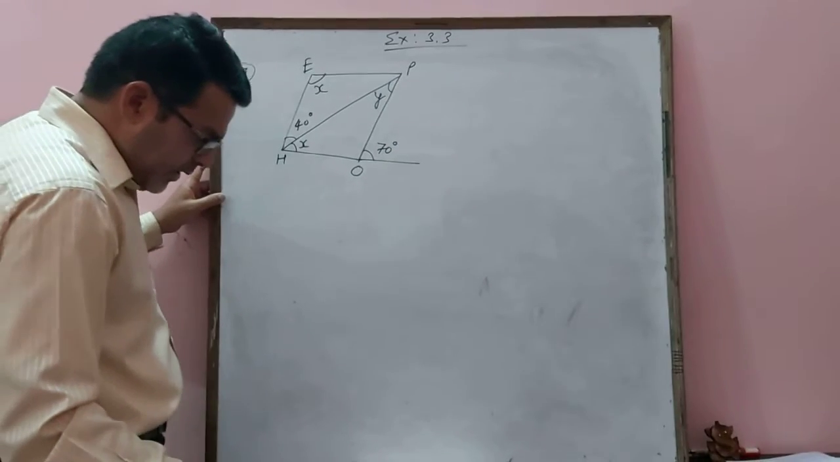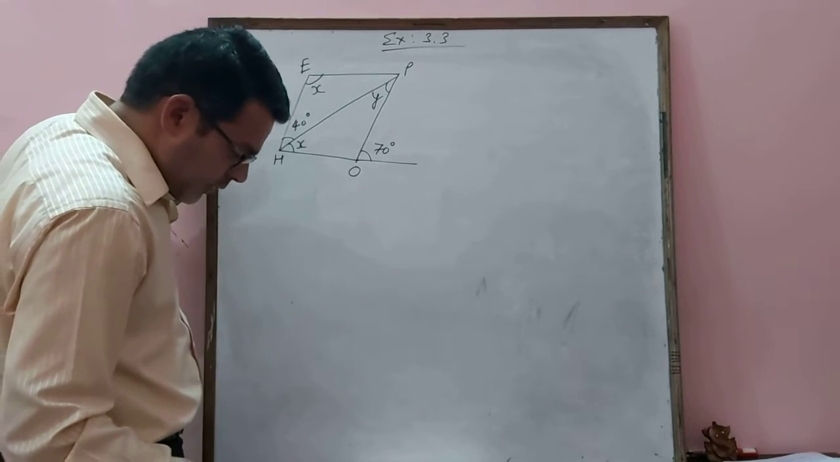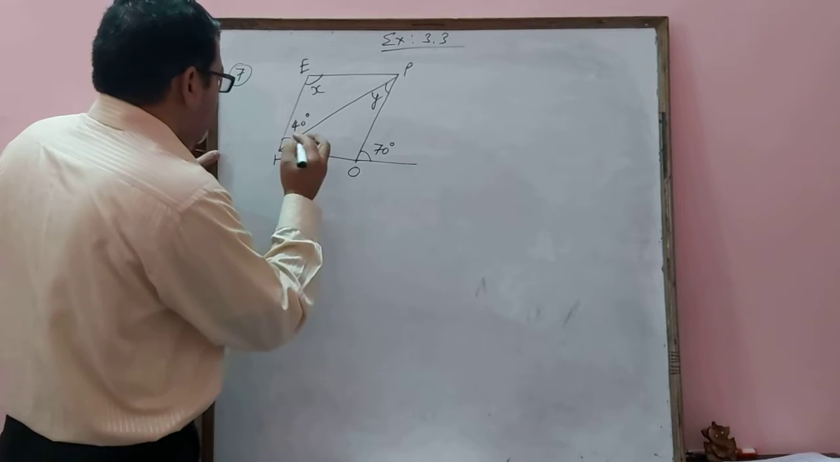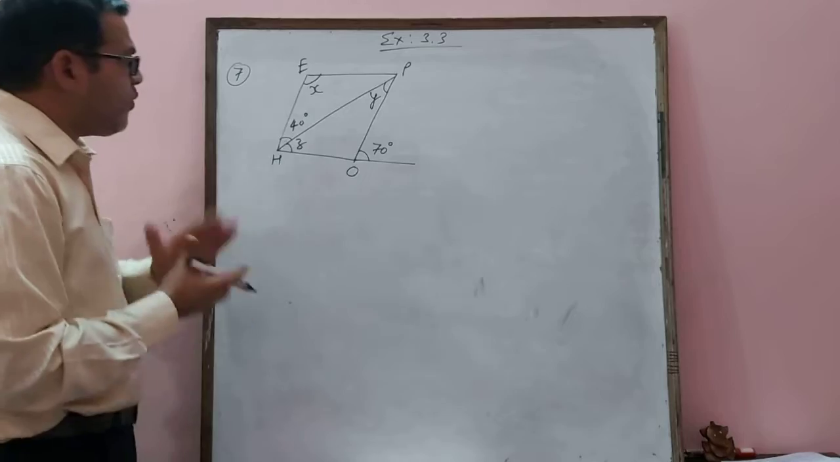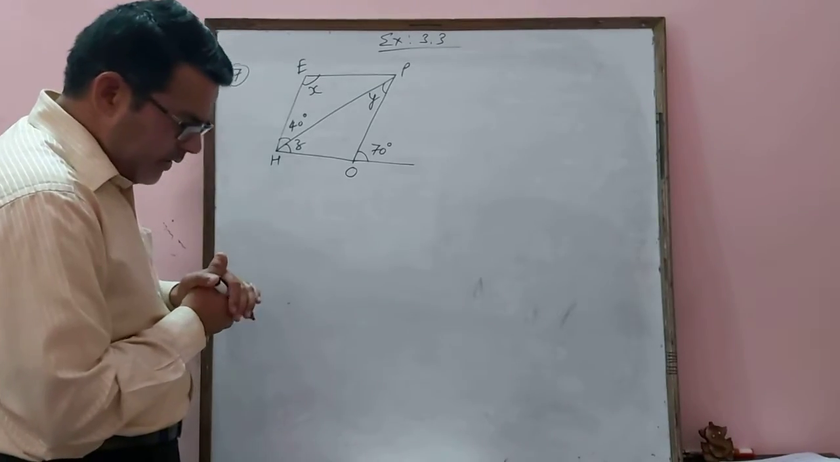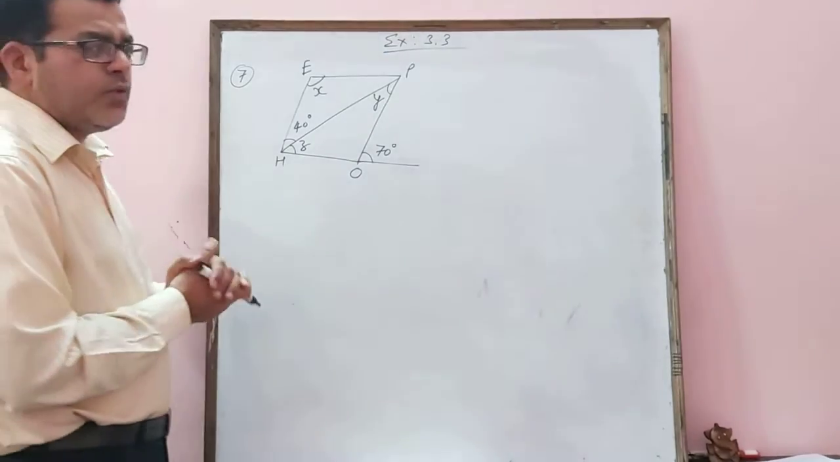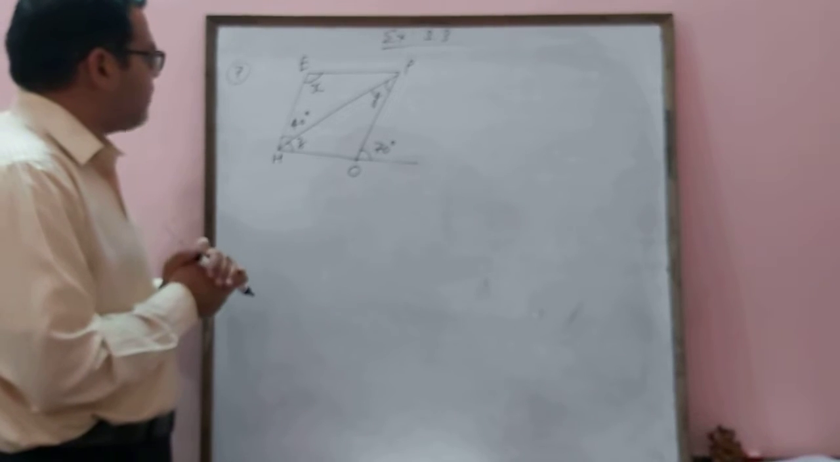Now the question is, find the value of X. Sorry, this is Z, not X. X is already taken. So this is X, this is Y, this is Z. You have to find the values of X, Y and Z. So there are so many methods to solve this. Let me find the easiest method.